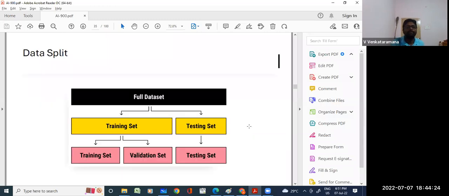Now, you have the full data set, and you have to split the data set for the training and also for the testing. Okay, so for the training and for the testing. Make sure that your training data is much larger than the testing data.